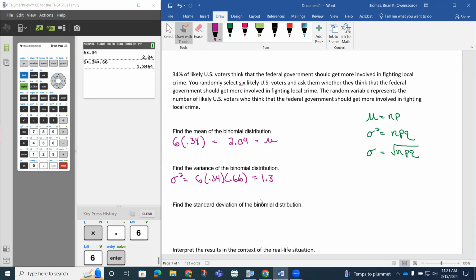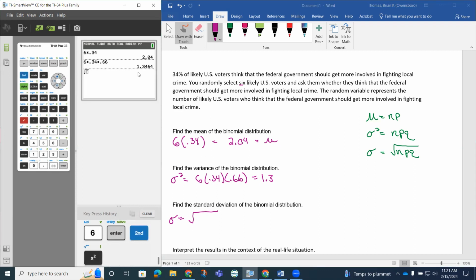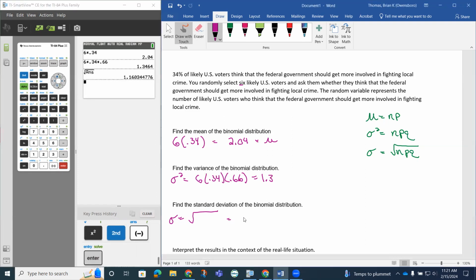Now, the next question is standard deviation. Standard deviation is sigma, so that's going to be the square root of the variance. I'm just going to take the square root of the answer we have up here. Second, square root of 1.3464; the square root function is right above the negative symbol on the calculator. Hit second, negative, and that gives us 1.2 as our standard deviation.